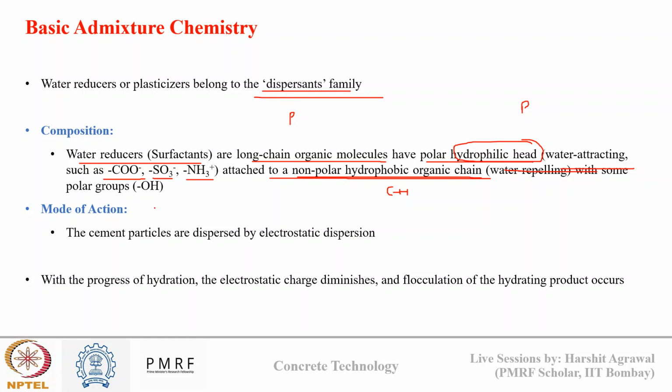They disperse cement grains either by electrostatic dispersion or steric hindrance. There are two mechanisms by which they cause dispersion. Initially, when cement grains are dispersed, the water present for workability is more, and over time they increase the workability. So, initially, when we add a plasticizer to a concrete system, they disperse the cement grains from each other, due to which the water present inside the concrete is now available for workability.